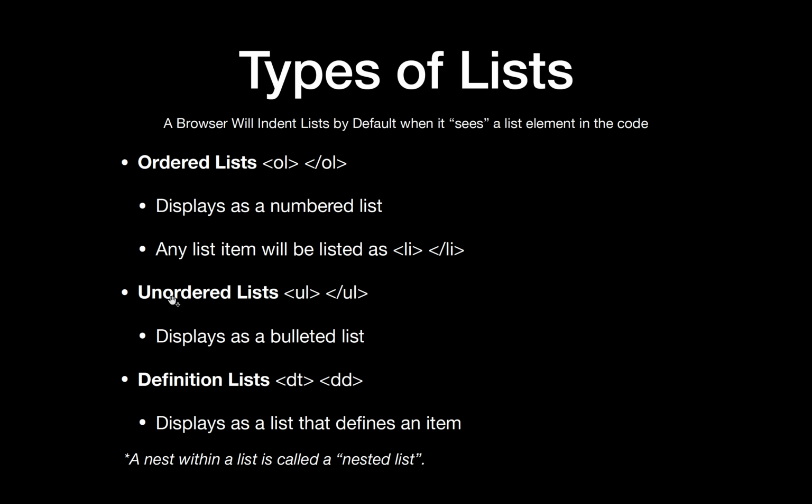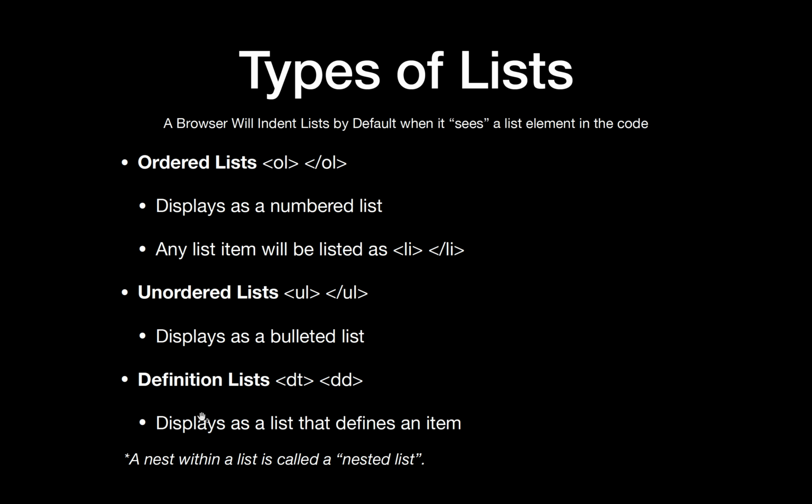An unordered list can display as a bulleted list. For example, your ingredients for your recipe, right? Those don't really need to be listed in any particular order. You will begin that by doing your opening and closing tag with unordered list, and then your list items, and those will just appear as a bulleted list.